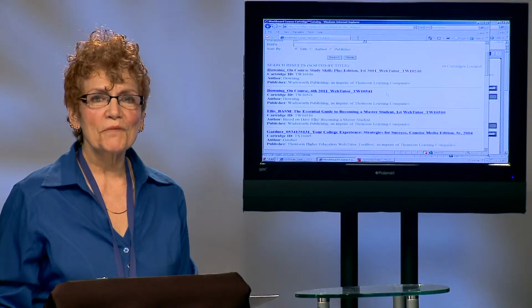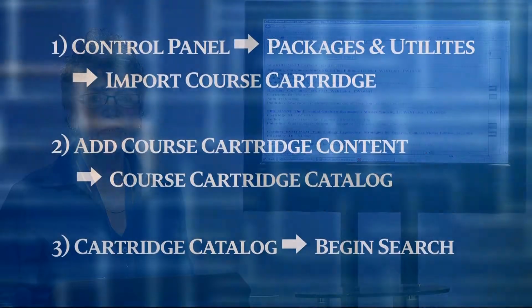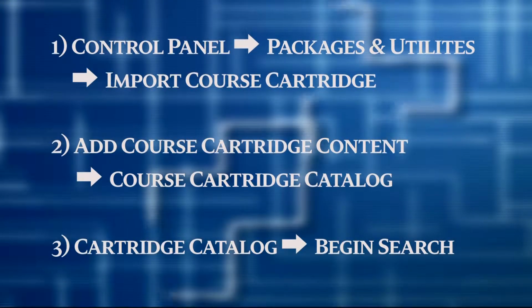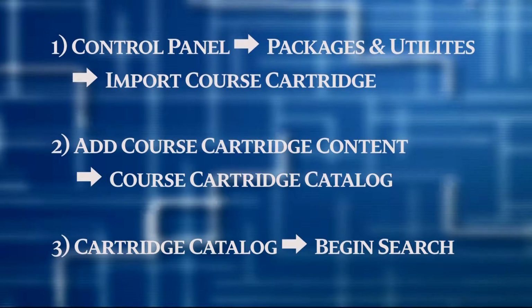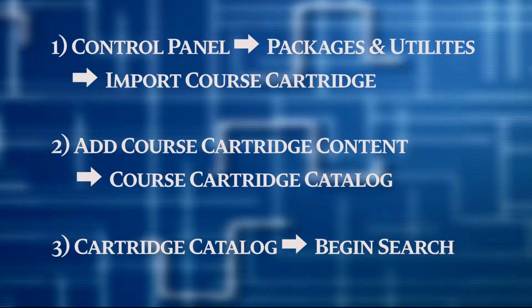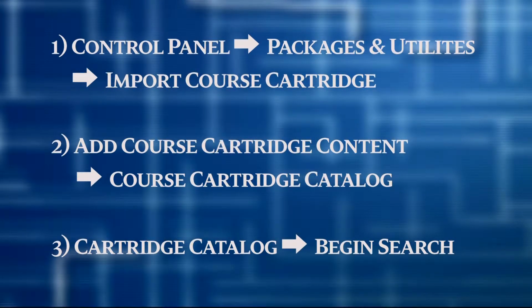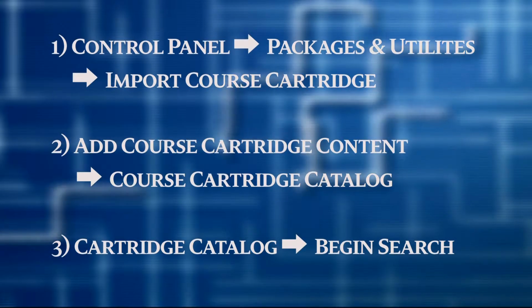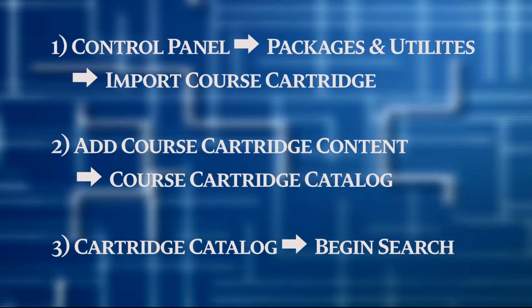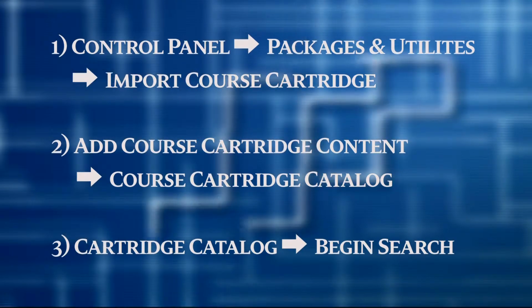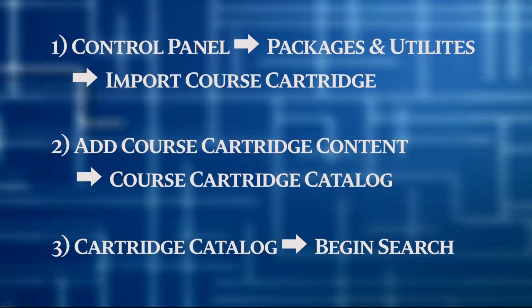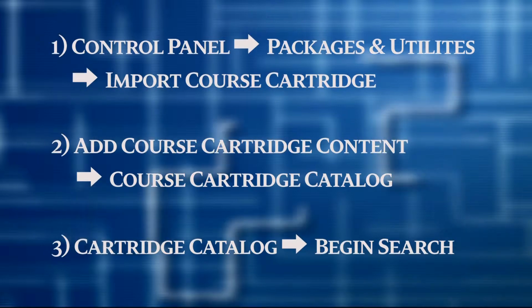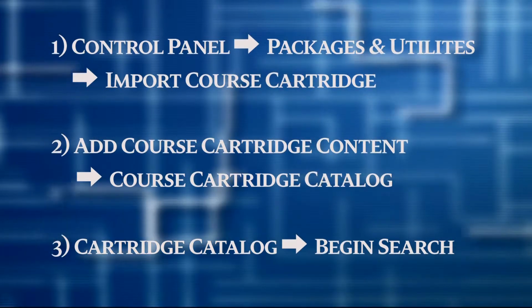Now, let's review. To access publisher content directly inside your course, under the Control Panel, Packages and Utilities, click on the link Import Course Cartridge. Then, under Add Course Cartridge Content, click on the link Course Cartridge Catalog to access the repository. Then, click on the link Cartridge Catalog to begin searching for publisher content.